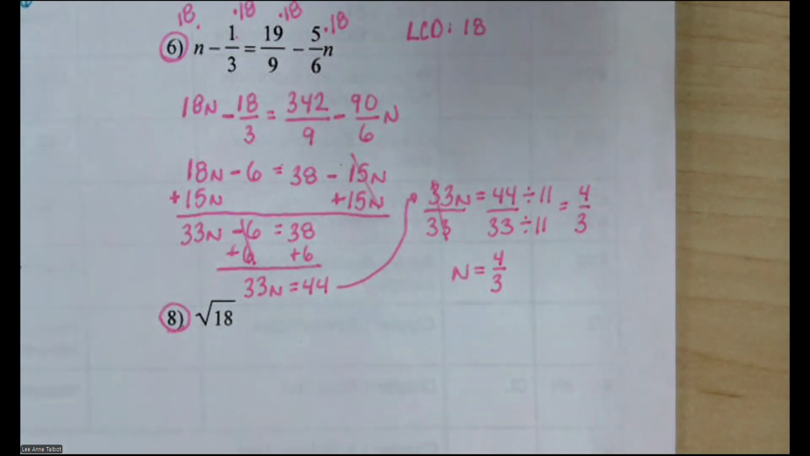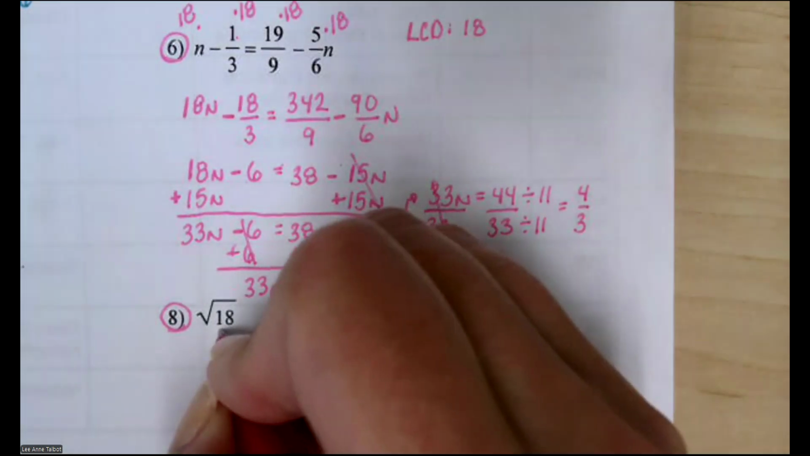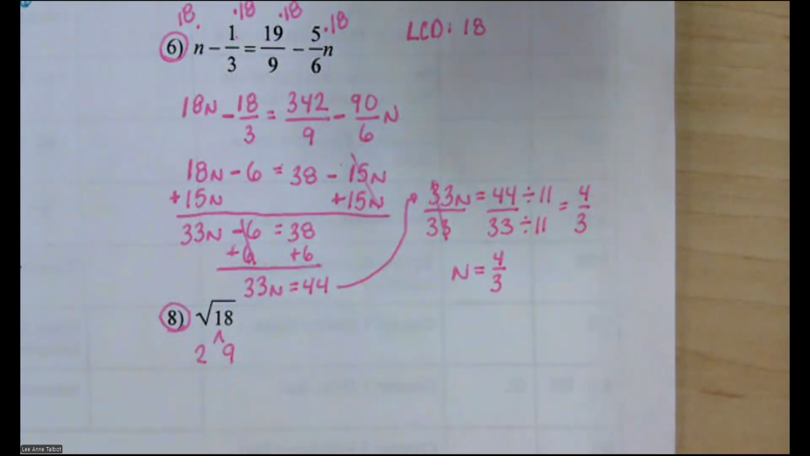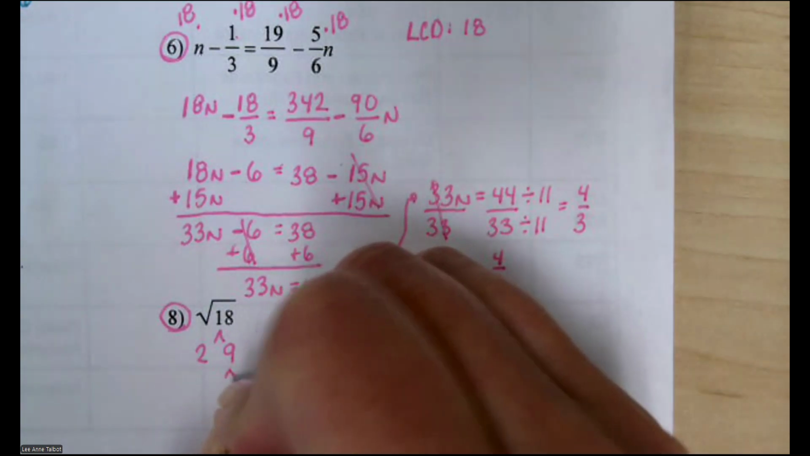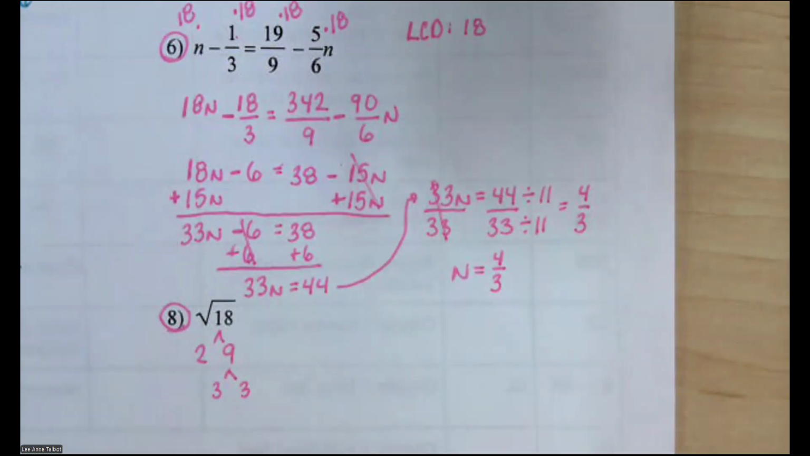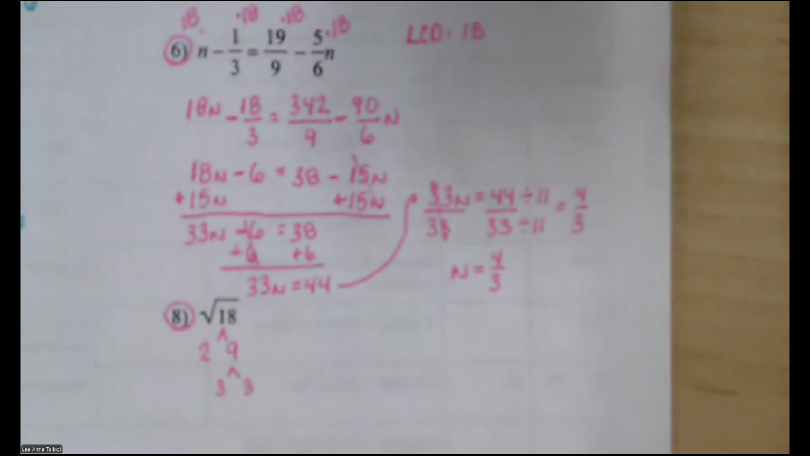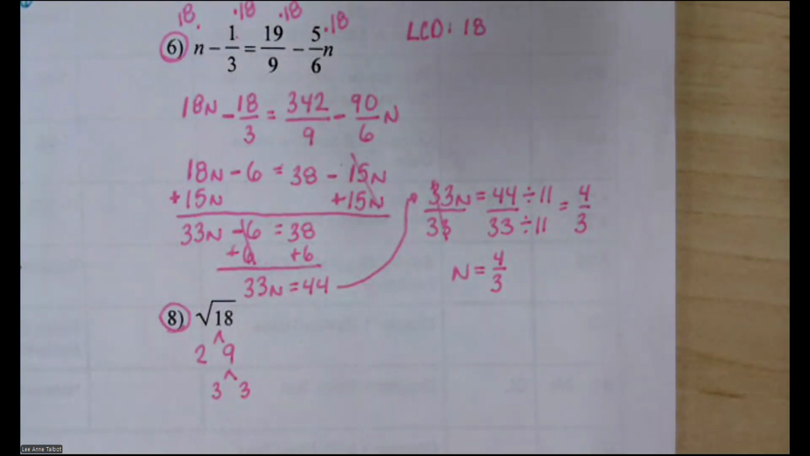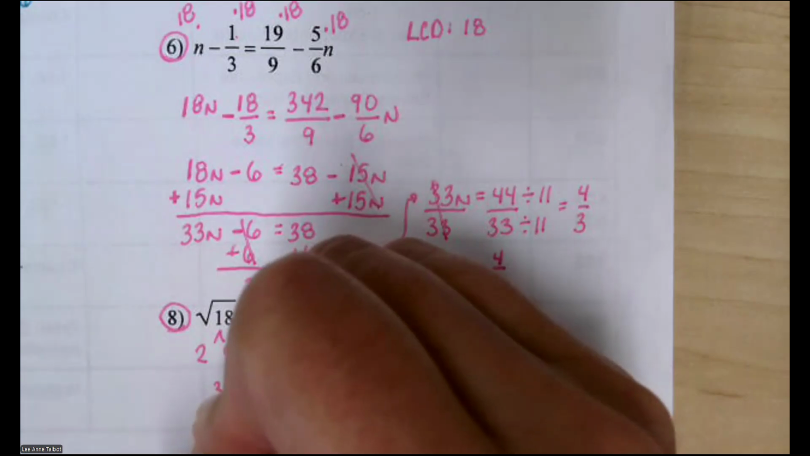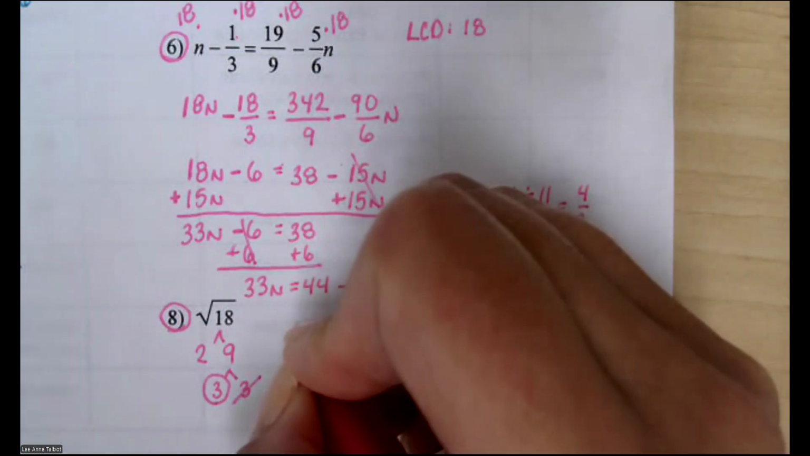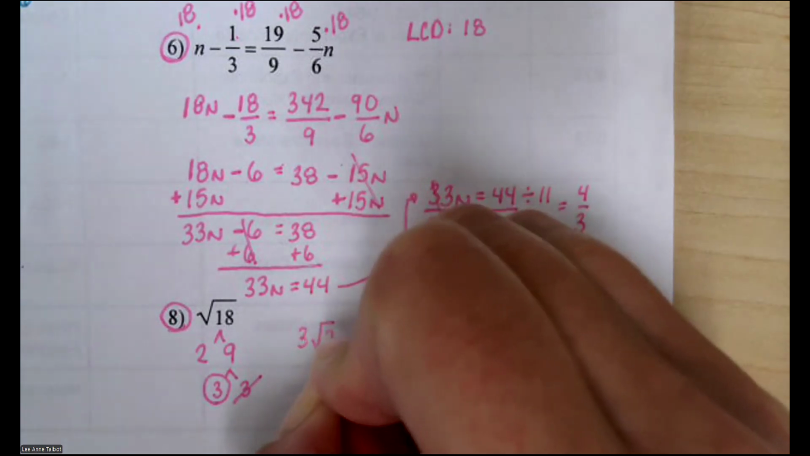Okay, number 8. What multiplies to be 18? 9 and 2, 6 and 3. Yeah. 3 and 3. Okay, circle 1, 3, cancel. Yeah. 3 root 2.